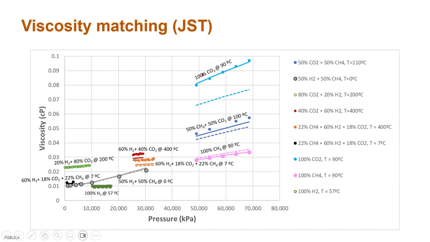For example, this is very good for CO2. 100% CO2 is very predictive. There is a deviation here for half and half CO2 and methane. The bigger deviations are related to high temperature samples, but high temperature samples are not representative for us. For example, 400 degrees C. I have never seen a reservoir with this temperature. So for me, it's not representative.